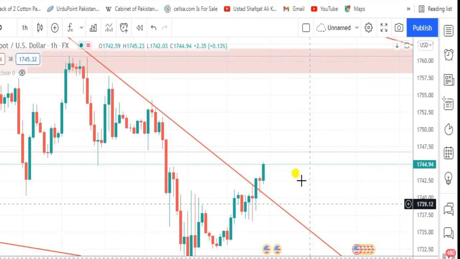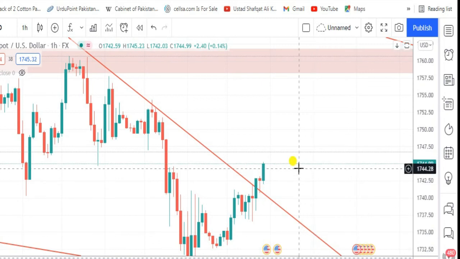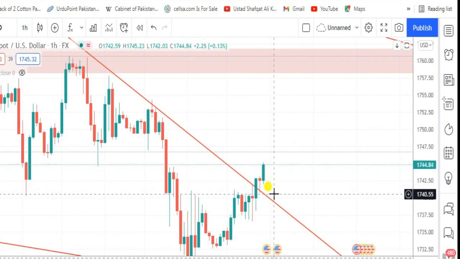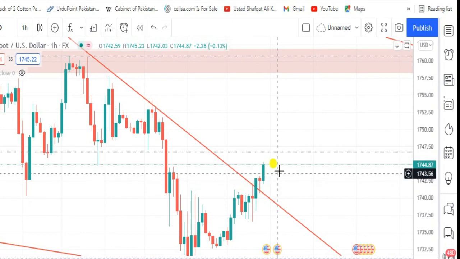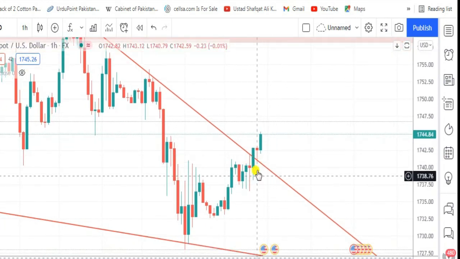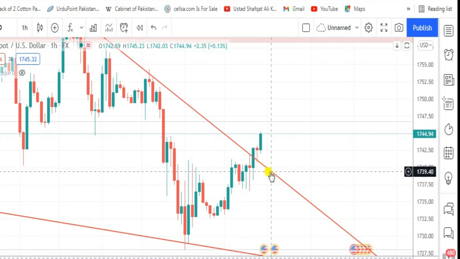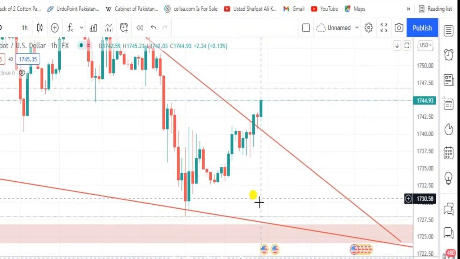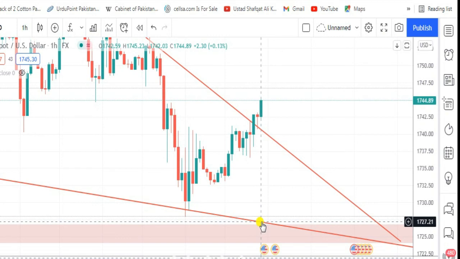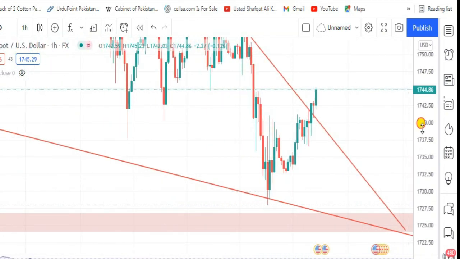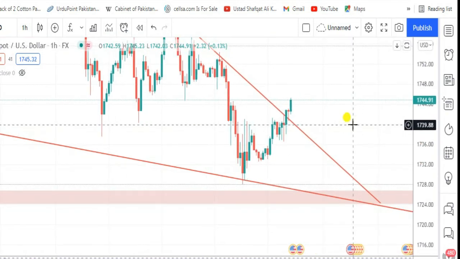So right now, if you want to open buy trades, I think you have to wait for a retest. Then if the market gives you a retest, you have to look for buy trades, and your target would be 1760. Otherwise, if the market breaks this trend line, then below 1735 again your small target would be 1728, and if 1728 or 1727 is broken, then you have to look for a long-term sell, at least to 1680.